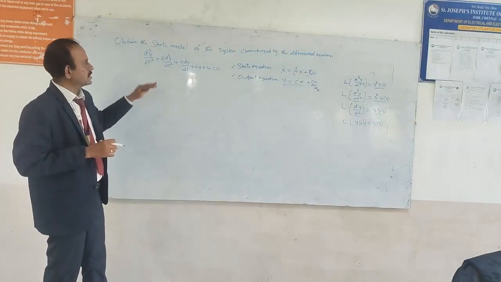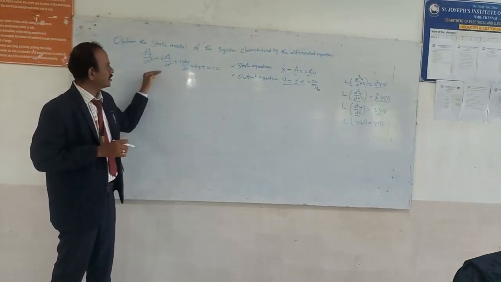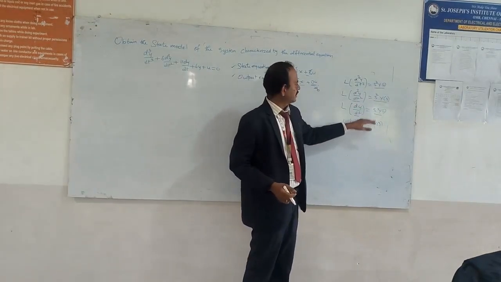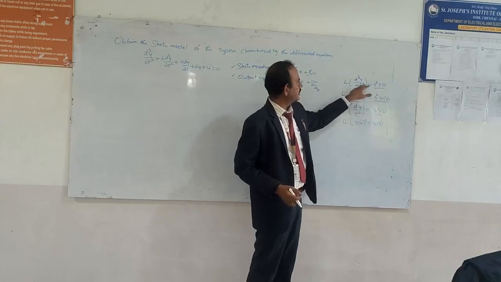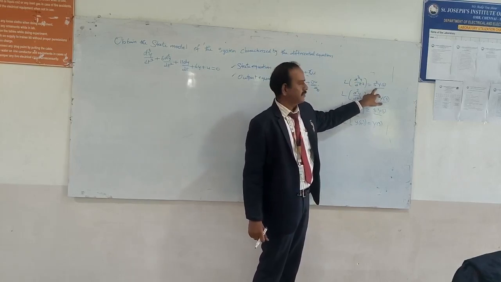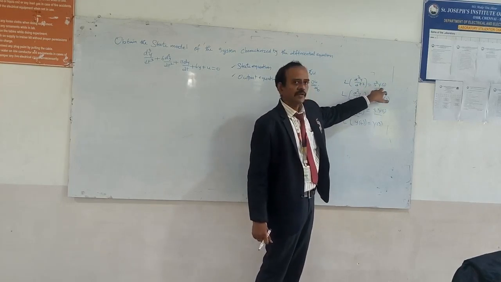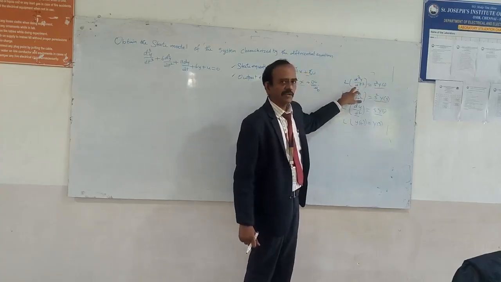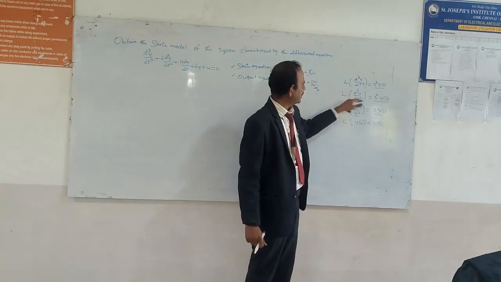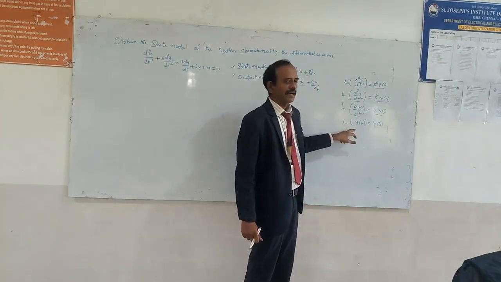Suppose it is given in the S domain, then we have to take the inverse Laplace transform. For example, d cube y by dt cube is nothing but s cube Y of s. If you know the inverse Laplace transform of s cube Y of s, we can convert it into d cube y by dt cube. Similarly, s square Y of s becomes d square y by dt square. Similarly, we can have dy by dt and y of t.